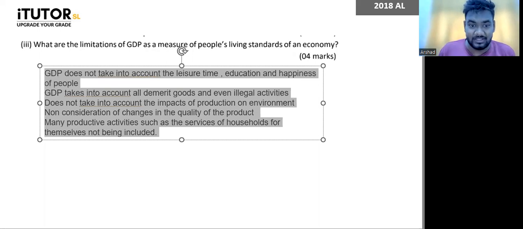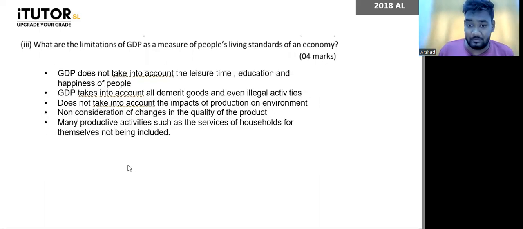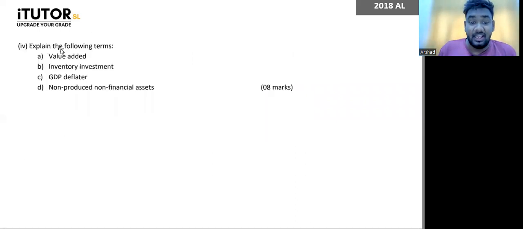Questions, problems, issues? Okay, we'll move to the next. Explain the following terms. Value added, I'm not going to explain, we did it two papers before. That part is done. Inventory investment. This was also in a previous paper where we talked about changes in inventory. That is what you call inventory investment.